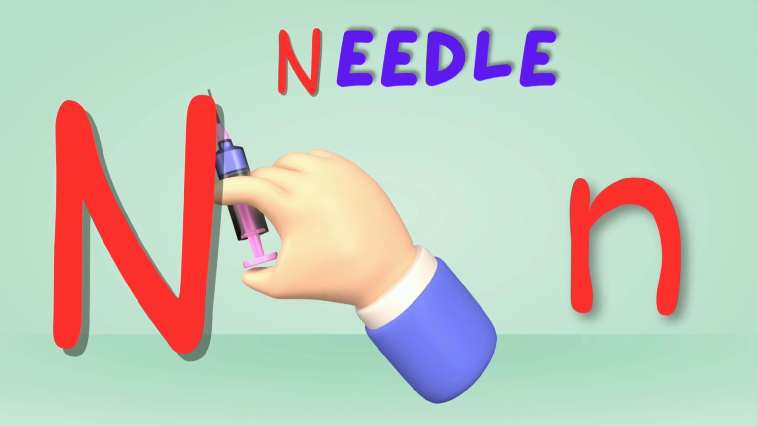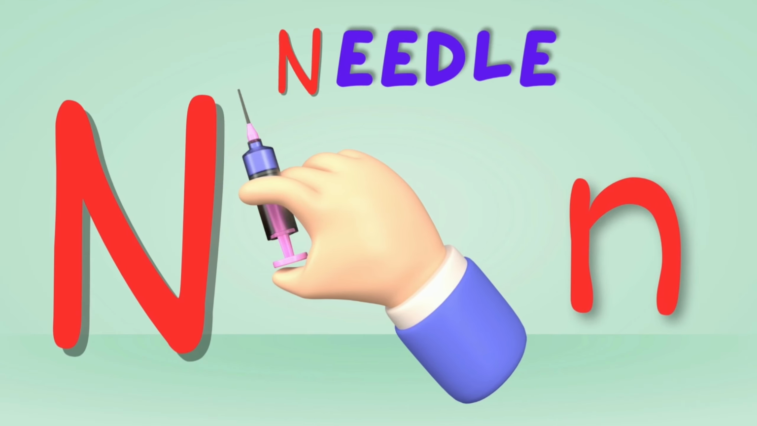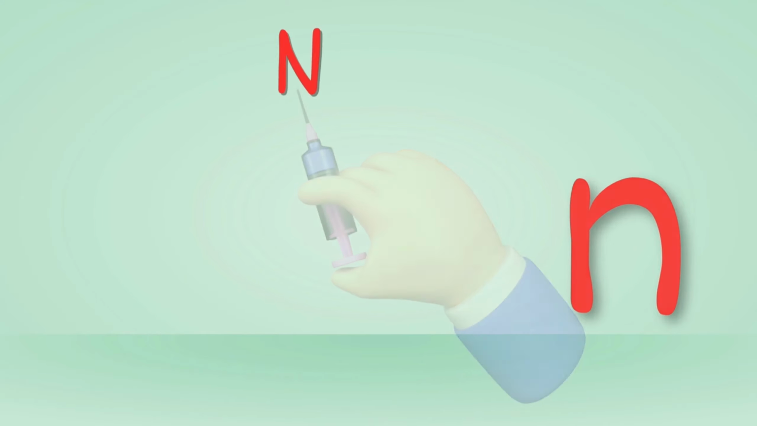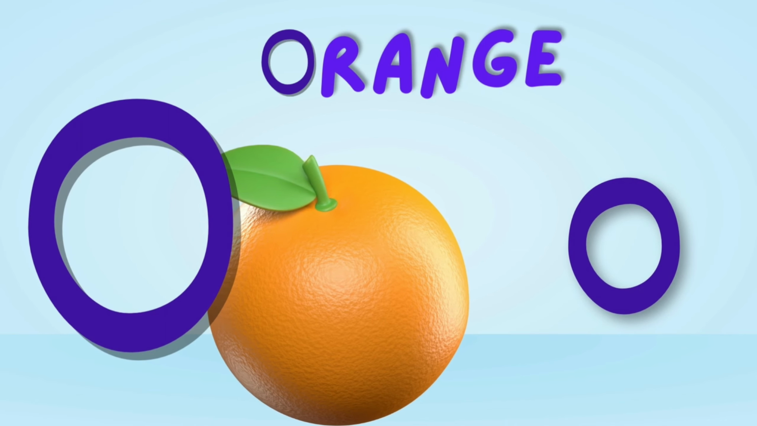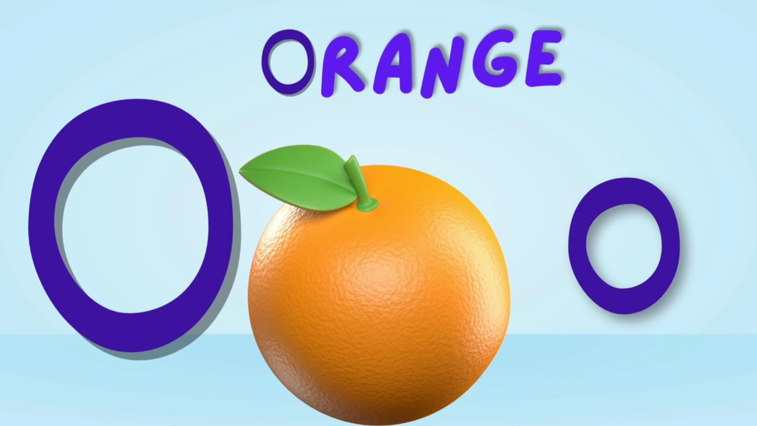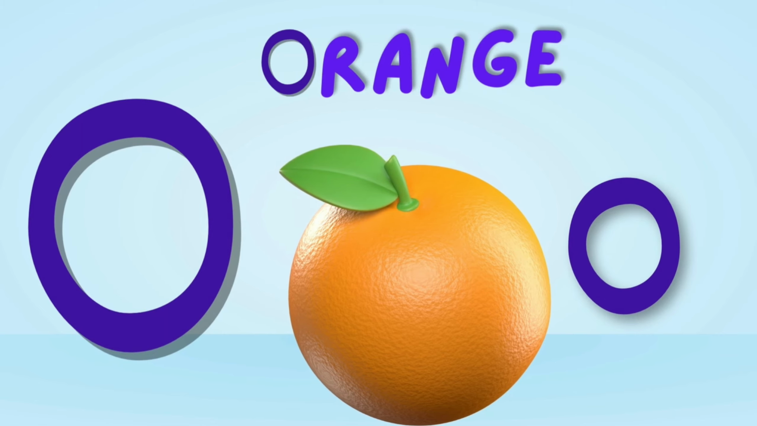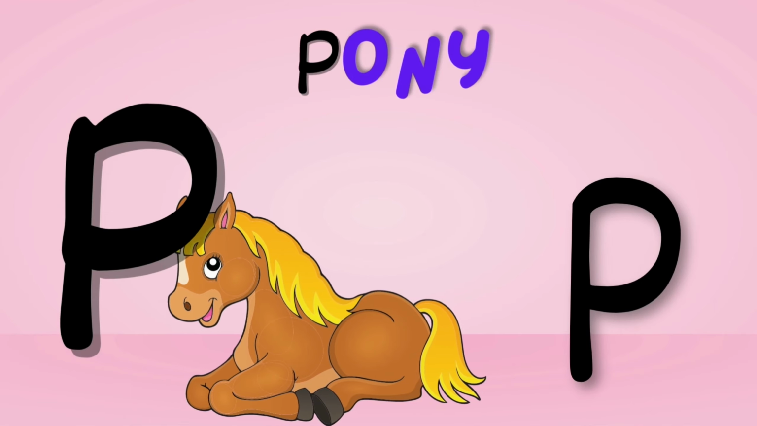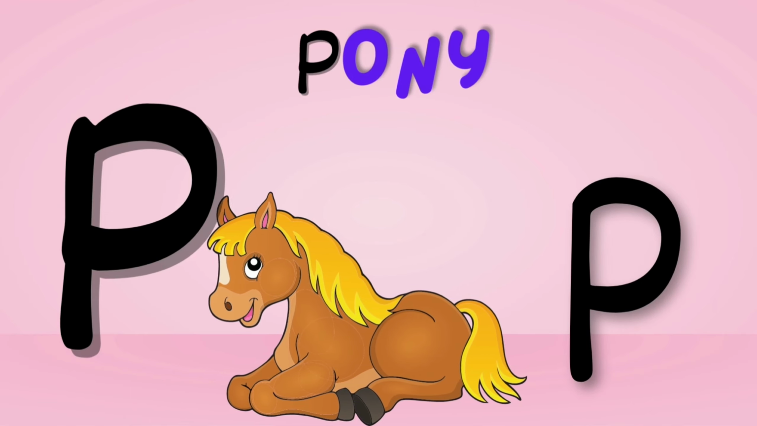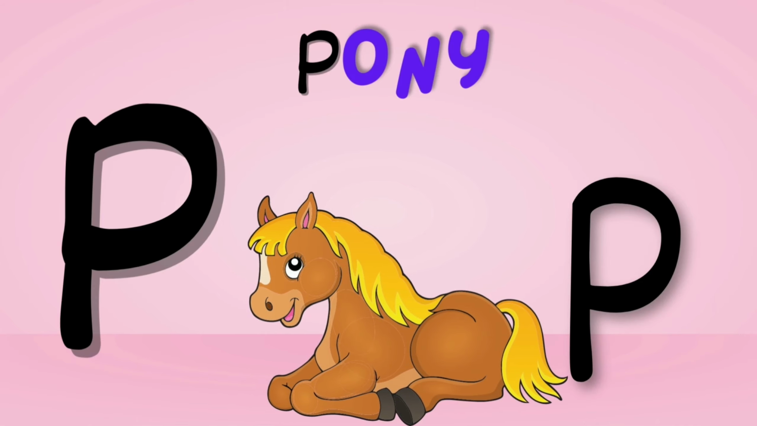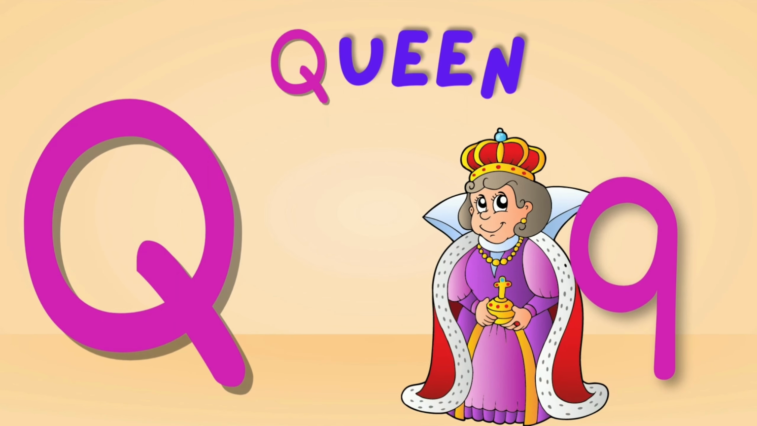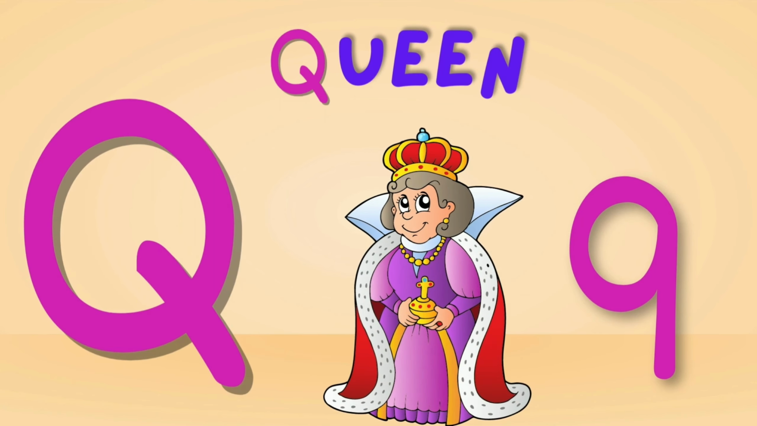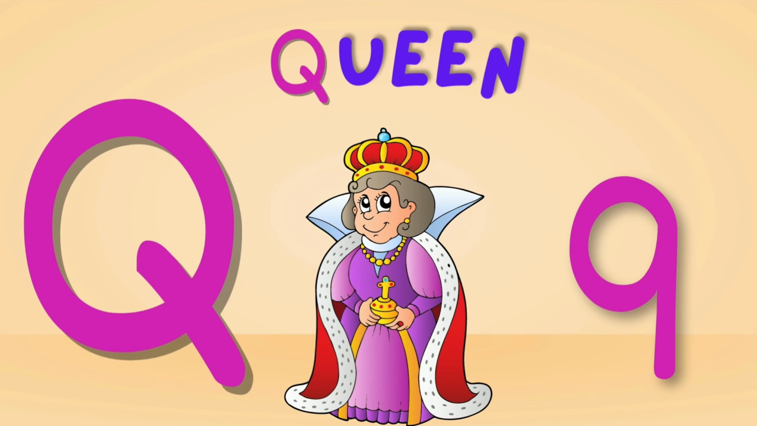N is for needle. This is a needle. O is for orange. This is an orange. P is for pony. This is a pony. Q is for queen. This is a queen.